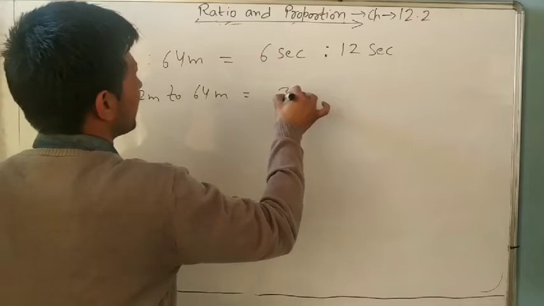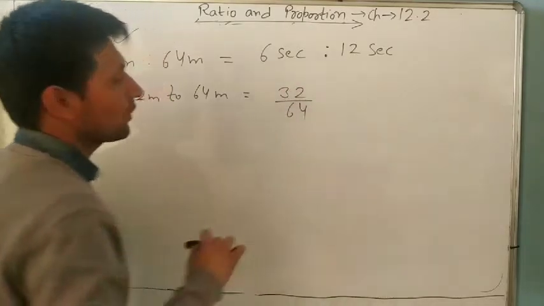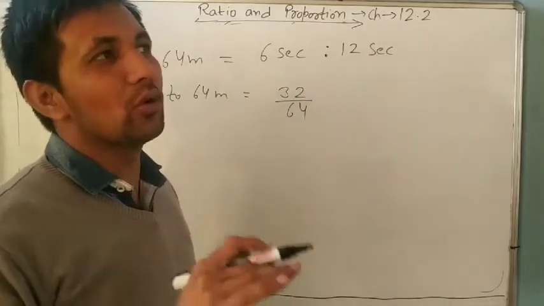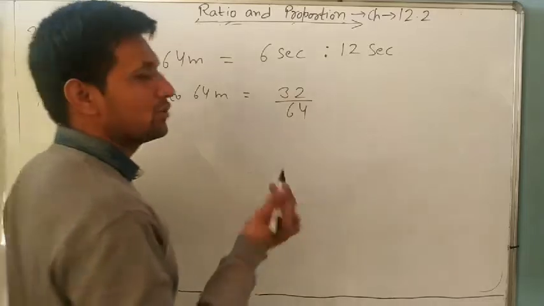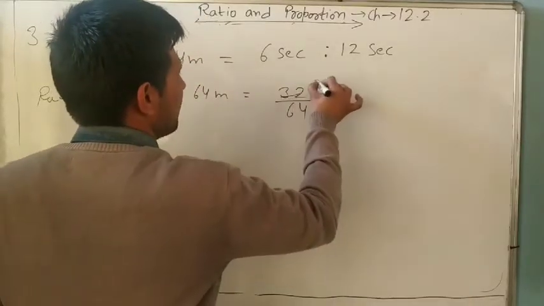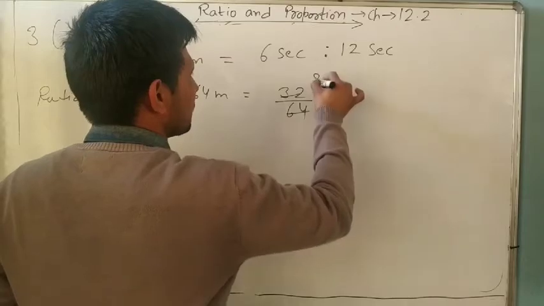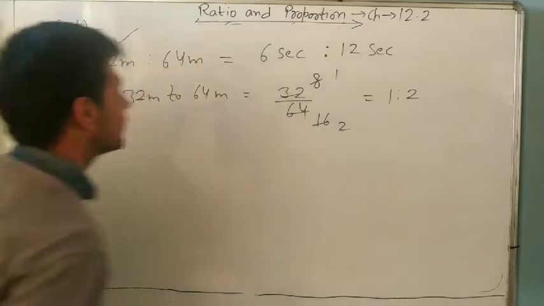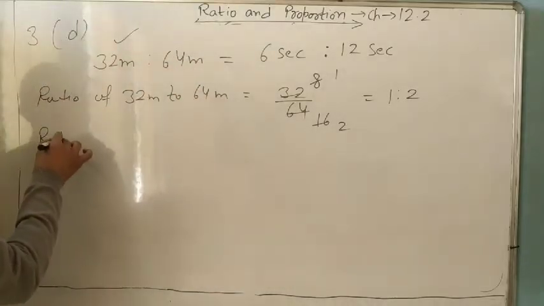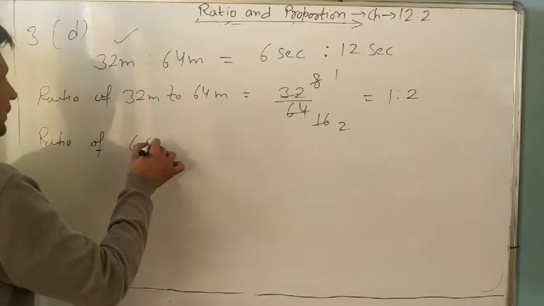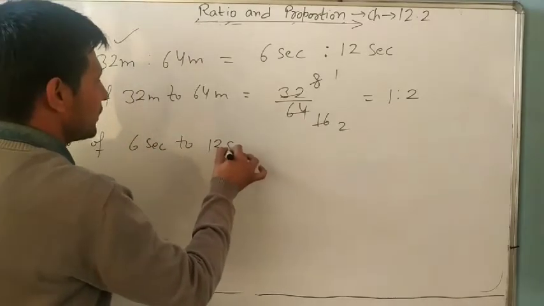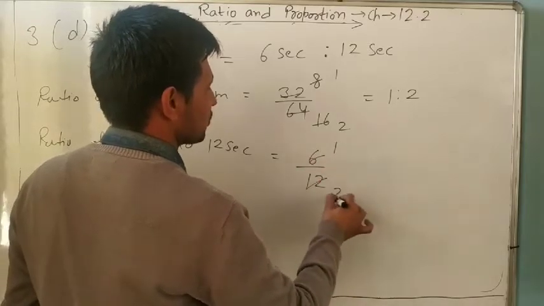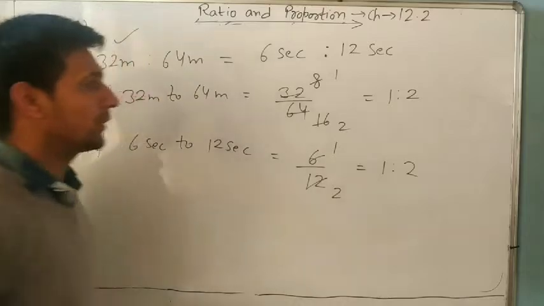So 32 divided by 64. You can cut by 2 also, 4 also, any table. But try to cut by a bigger number if you know tables. Otherwise you can cut by a smaller number also. 4 eights are 32, 4 sixes are 24, 8 ones are 8, 8 twos are 16. What comes? 1/2. Next, as it is, ratio of 6 second to 12 second. So 6 by 12. 6 ones are 6, 6 twos are 12. So what comes? 1/2.